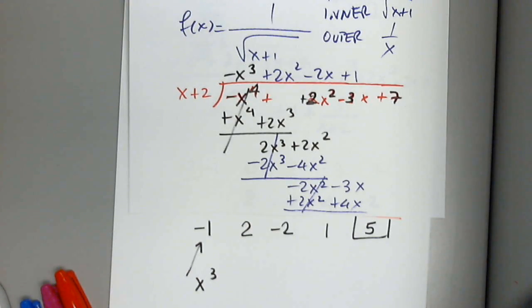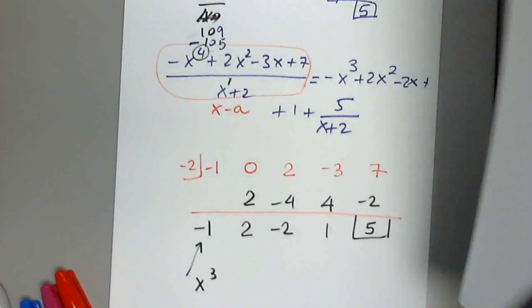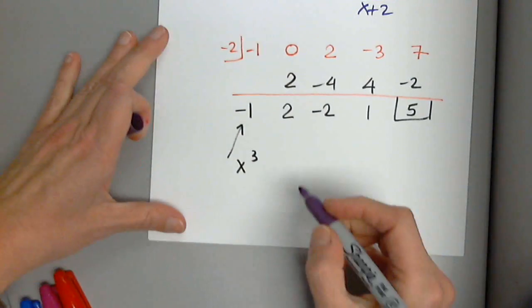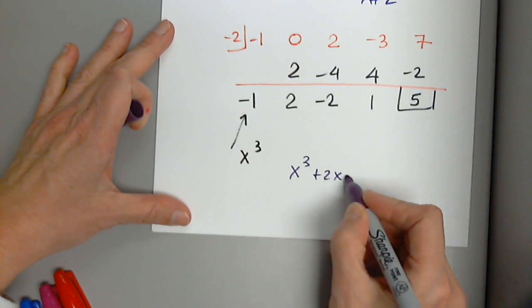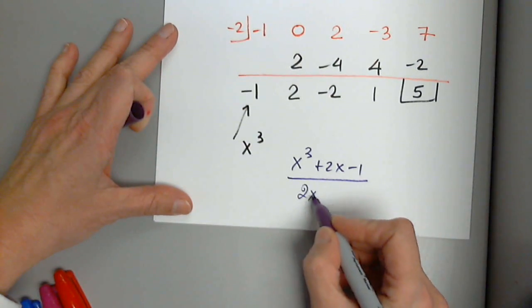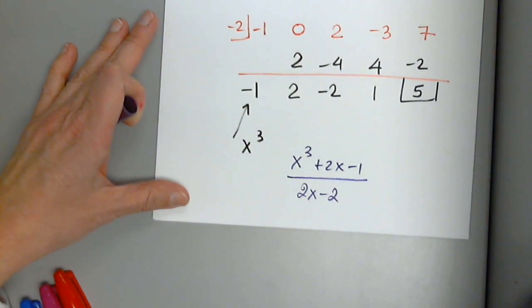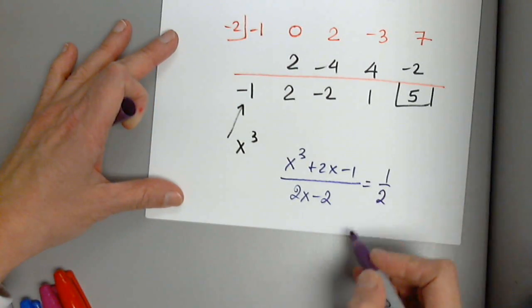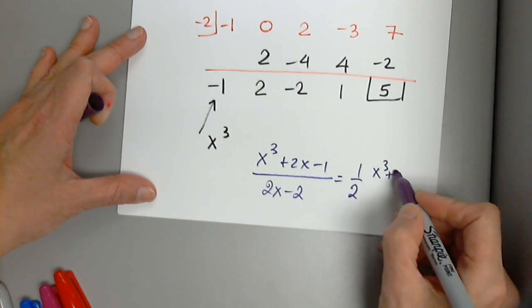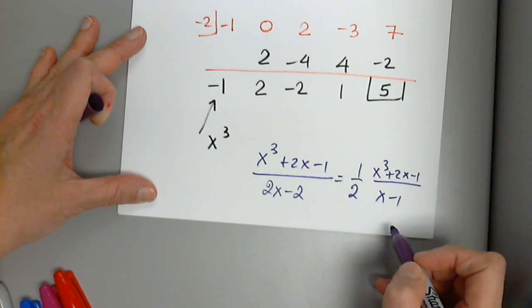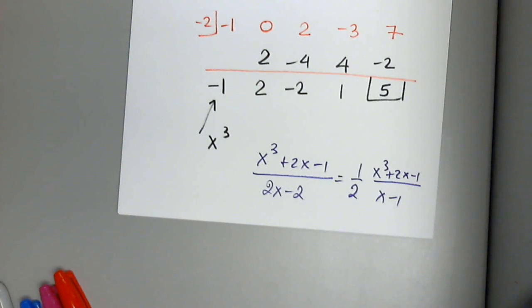Yes, so let me show you, it's a very good question. Let's say I have x to the third plus 2x minus 1 divided by 2x minus 2. What I have to do in this case is factor out 1/2, perform the division like this, and then distribute 1/2 to the answer. So I can use synthetic division if the leading coefficient is not 1. I cannot if the degree is other than 1.